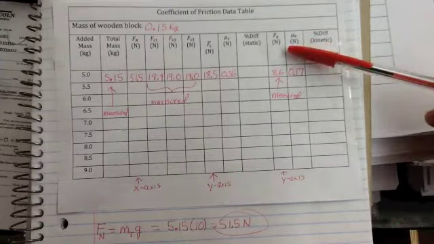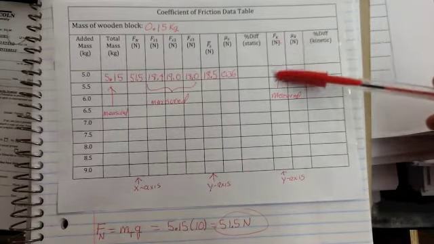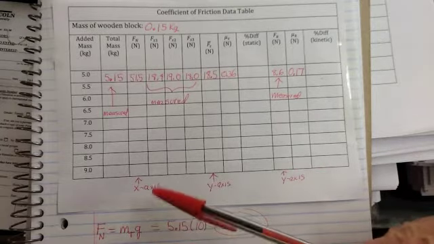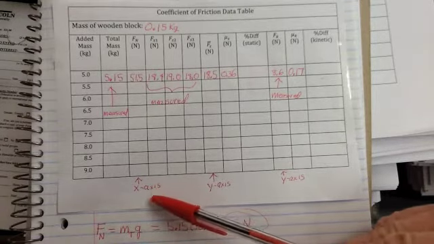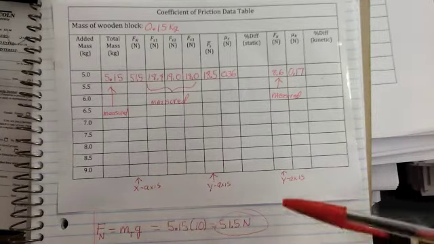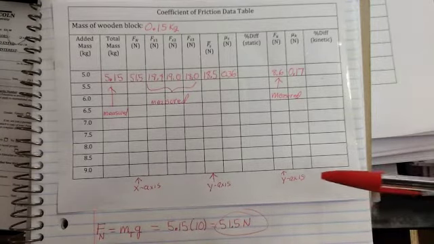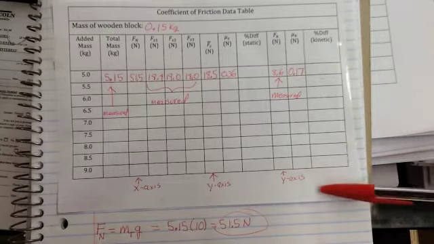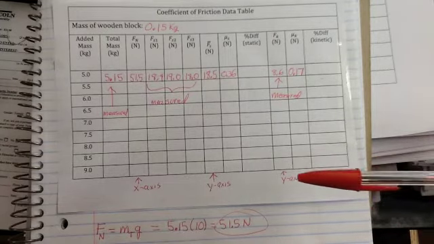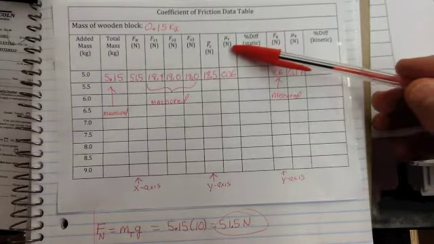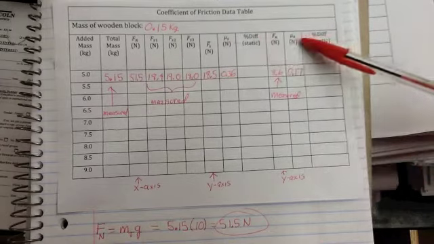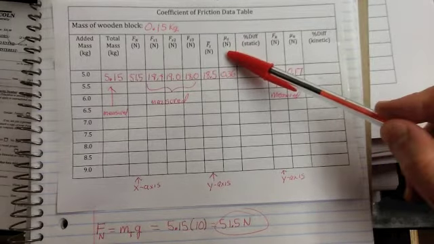And you do the same thing using the force of kinetic friction for the y-axis, and again I'll still use my normal force for the x-axis, so that won't change. So you won't have to enter that again. Then once you get that equation, the slope of that should give you the coefficient of kinetic friction and the coefficient of static friction.